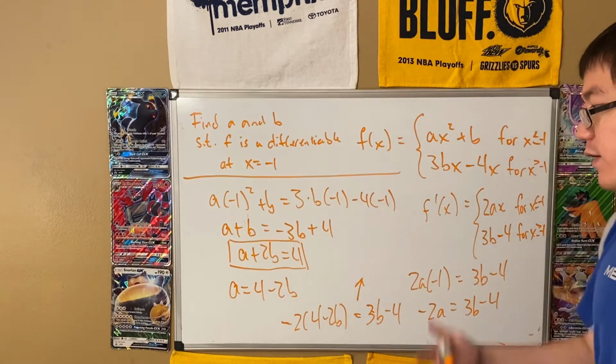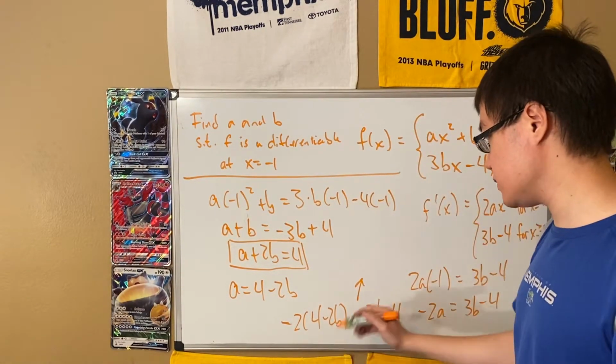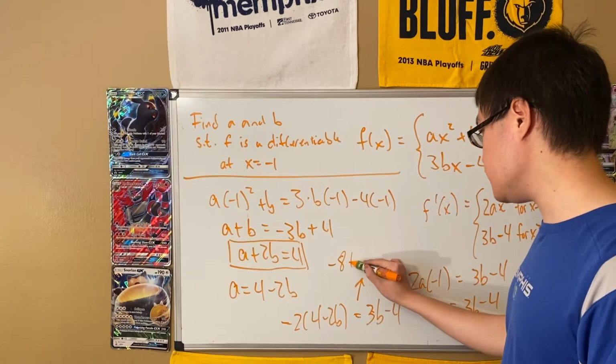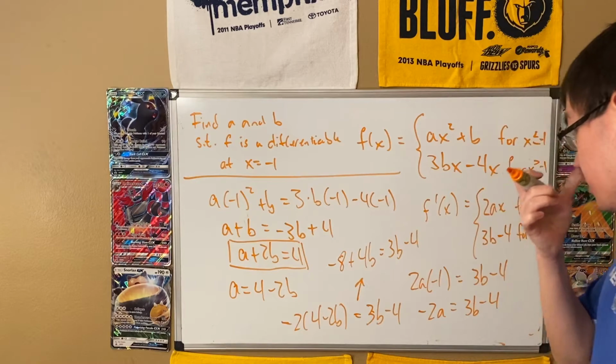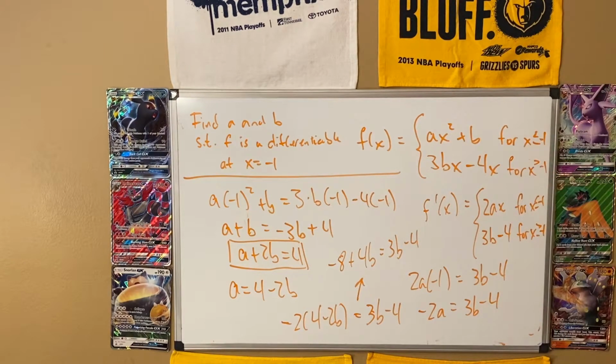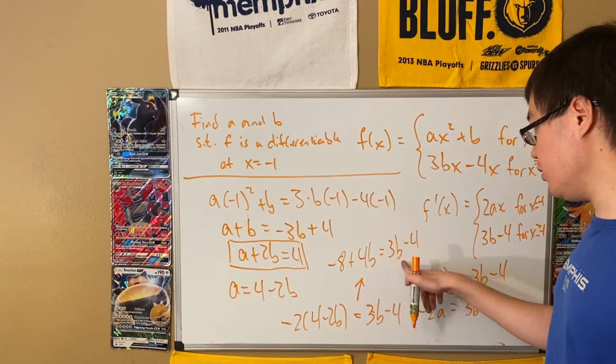Even that's not how you do math. You should go down, but we sort of ran out of space here. It's going to be minus 8 plus 4b is equal to 3b minus 4. So we are almost done. What is this b? Let's see if we can do the question right. Hopefully I've been solving this right. You'll let me know in the comments.